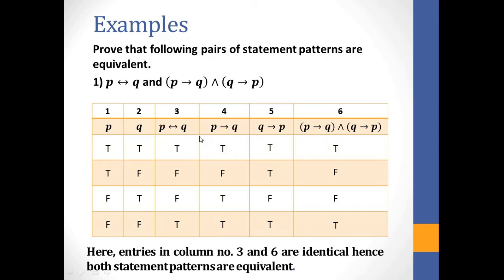So just prepare the truth table as usual, join the truth table for the given statement pattern and see the entries of the respective columns. Here in this case it is column number 3 and column number 6, so both are identical, so we can say that the statement patterns are equivalent. Okay, now remember this statement pattern is very important for further studies.